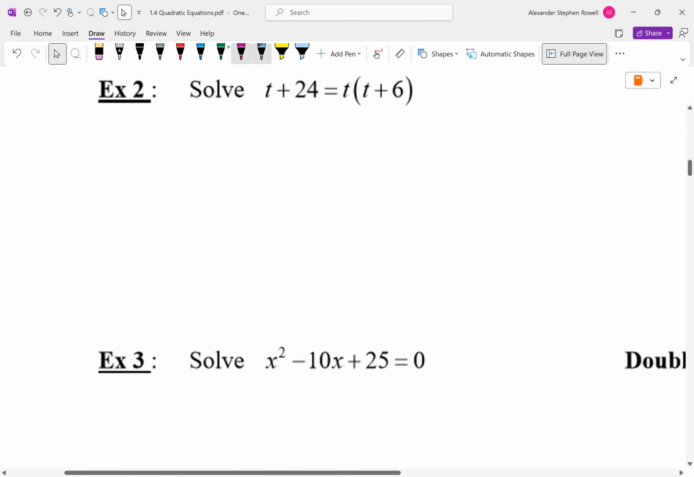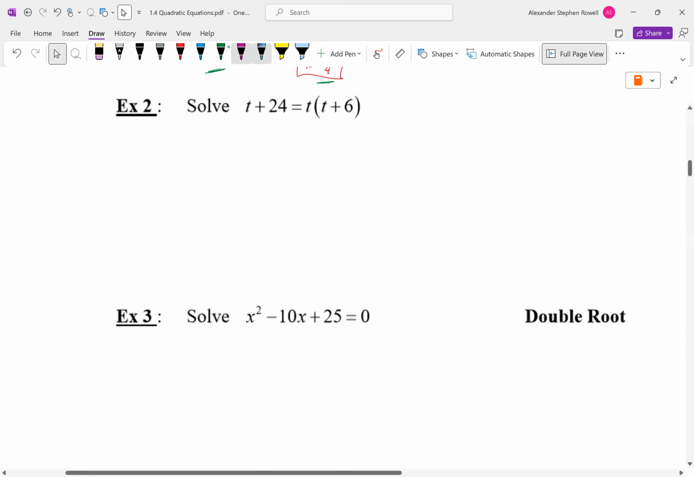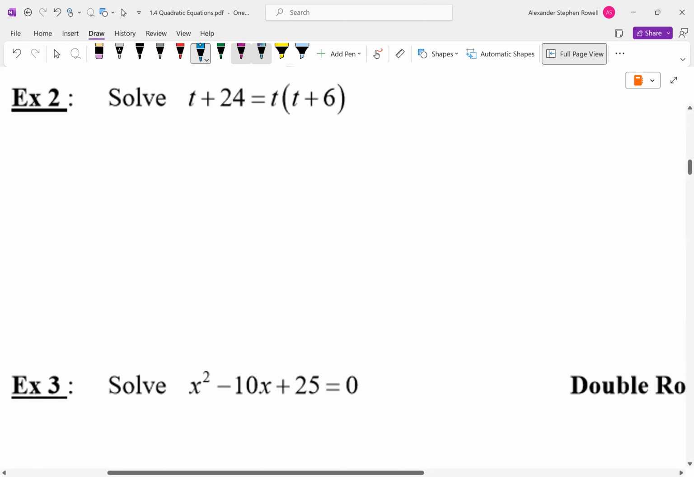So yeah, let's solve this one. I'm going to distribute first. And the point is we want to make one side 0. So t squared plus 6t. Let's go ahead and subtract t from both sides. And let's subtract 24 from both sides. The goal being we would very much like one side to be 0.